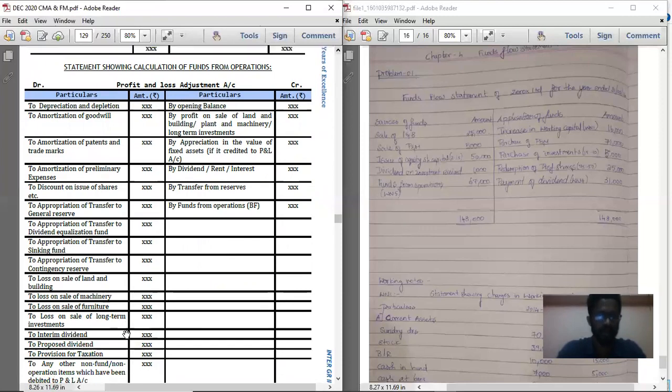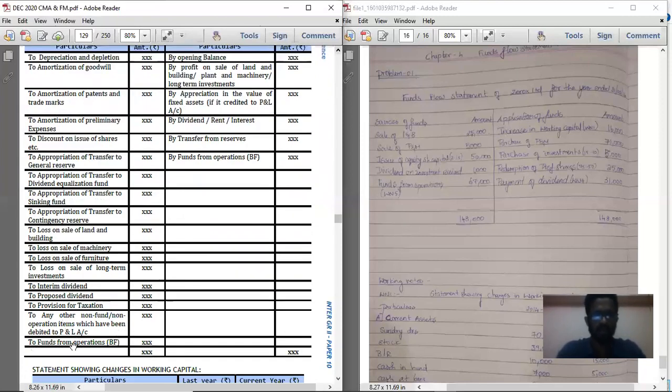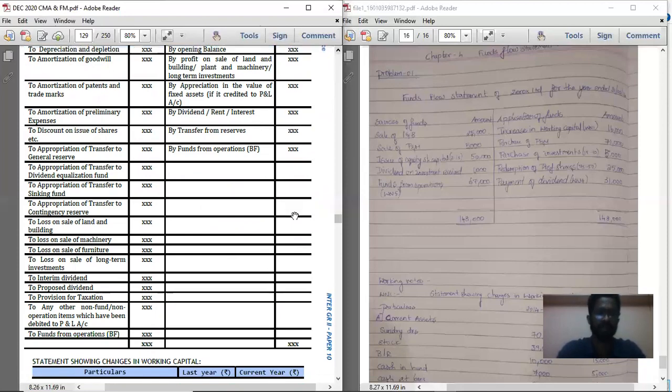So opening balance, and you should find what is the funds from operation. Closing balance is nothing but funds from operation. If it is on the asset side, if it is on the debit side, it will go to the source of funds. If it is on the credit side, it will go to the application of funds from operation.